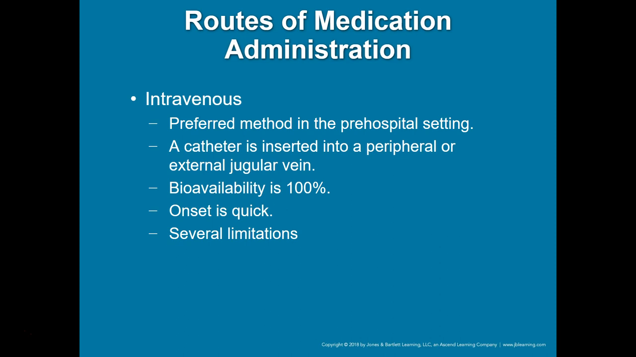People who have bad veins and are hard to get IVs on, that's going to be an issue. If they're a previous IV drug abuser, it causes their veins to be very hard and collapse and stuff like that, so it's hard to get IVs on those people. Someone in real bad shock, blood pressure's junk over junk, they're going to be hard to get IVs on. So anybody who's hard to get an IV on, that's pretty much the limitation here. But it's always our gold standard to get an IV started.